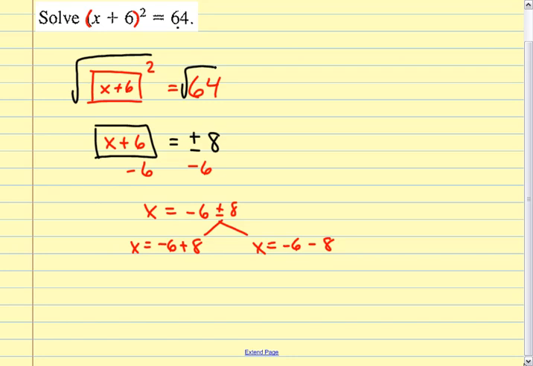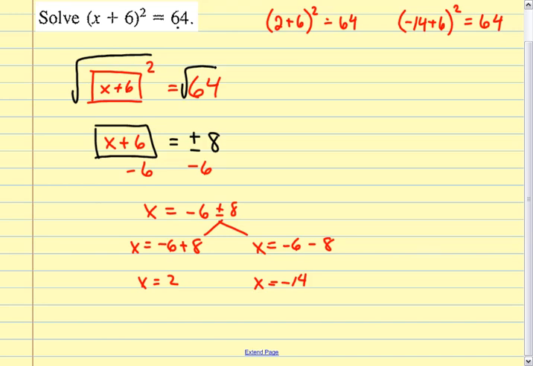Okay. Now, when we simplify this, I'm going to get x is equal to 2, and x is equal to negative 14. All right. Let's see if that's true. Let's see if that worked. Let's plug it back into the very first equation that they gave us. All right? So, I'm going to do it twice here. I'm going to do 2 plus 6 squared is equal to 64. And then I'm also going to write it as negative 14 plus 6 squared equals 64.